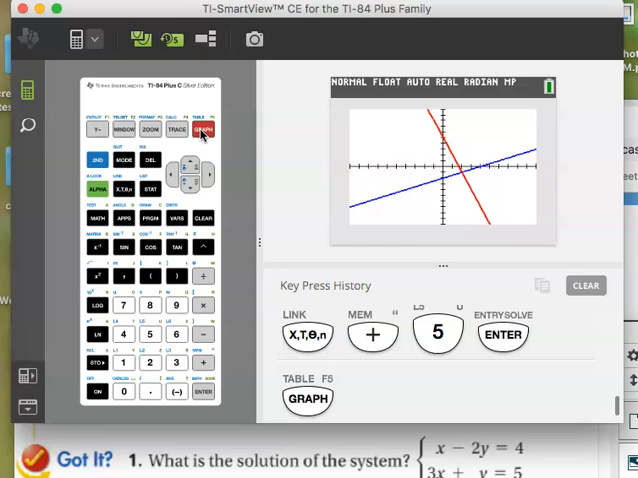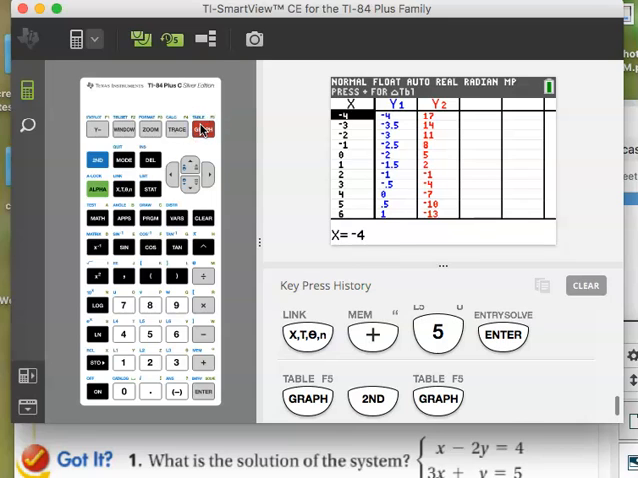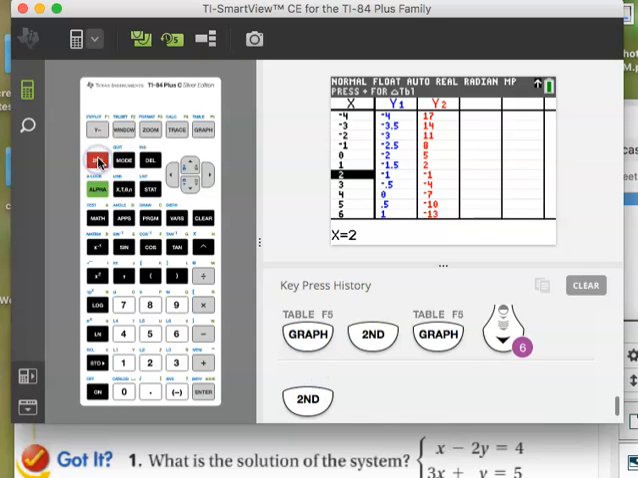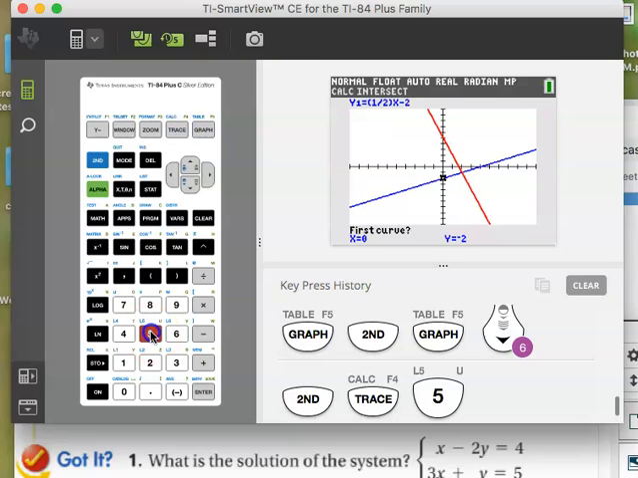I would say 2, -1, so second table, and yes, 2, -1 is in the blue, 2, -1 is in the red, but again we could use Blinky, second trace, number 5, enter, enter, enter. And Blinky says, yep, there it is, the ordered pair 2, -1.